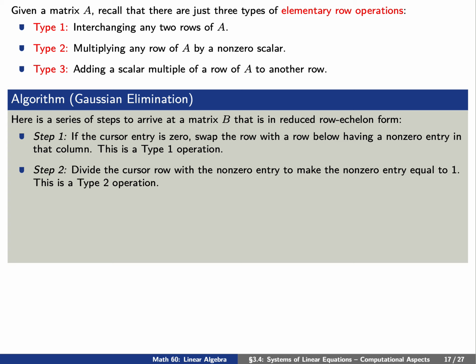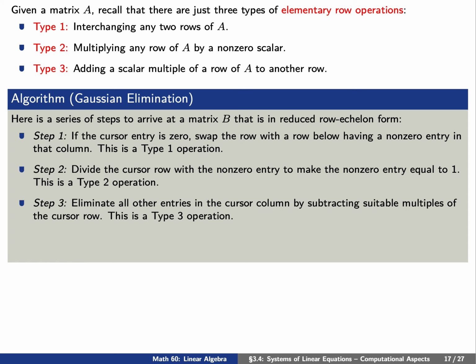This, of course, will become our pivot. This is what we call a type 2 operation because we've multiplied the entire row by a number so that we have a number of 1. For step 3, we're going to add and subtract this row from the other rows so that we have zeros in all of the other entries in this column.